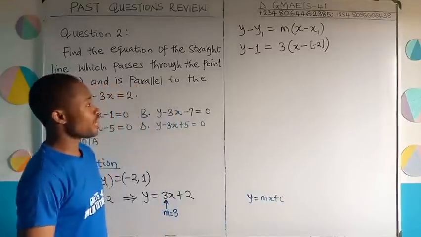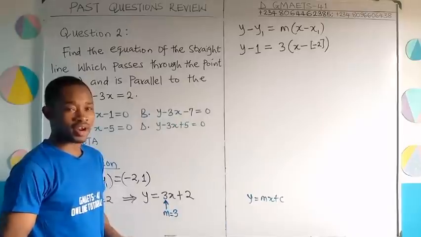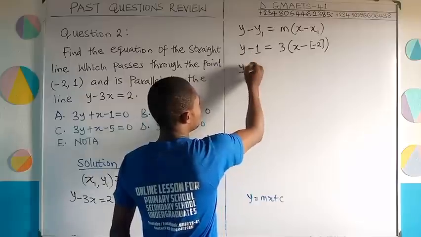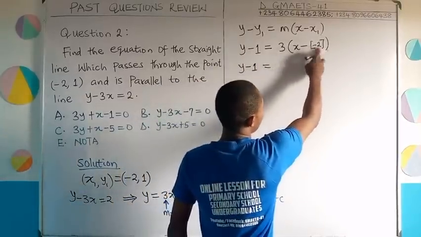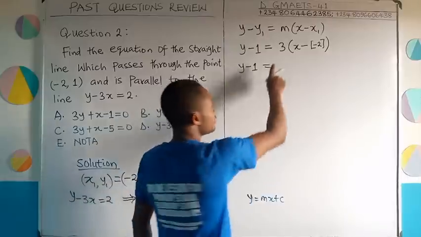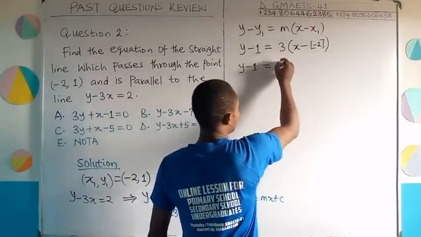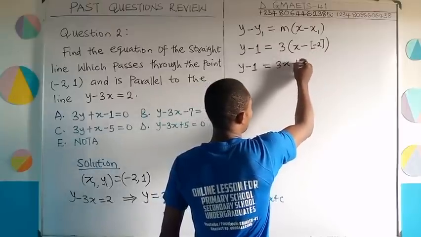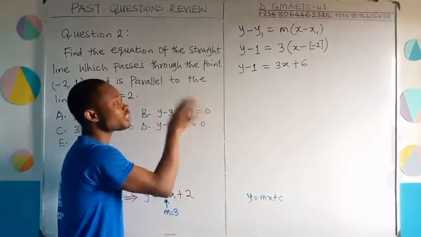Alright, so I've substituted for y1 and x1 as well as for the gradient. We now have to simplify this. This is going to give us y minus 1 equal to, if you open up this bracket, x plus 2 in the bracket. And then this 3 will now open this external bracket to give us 3 times x, which is 3x, and then 3 times plus 2, which will give us plus 6. Good. Now we are done solving this problem.